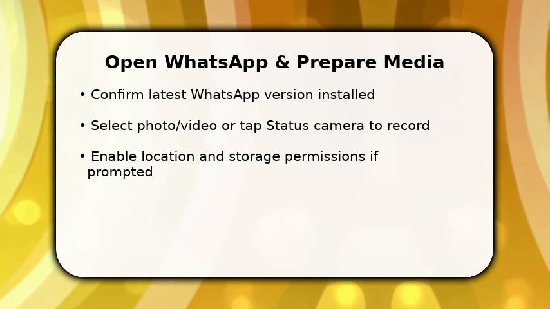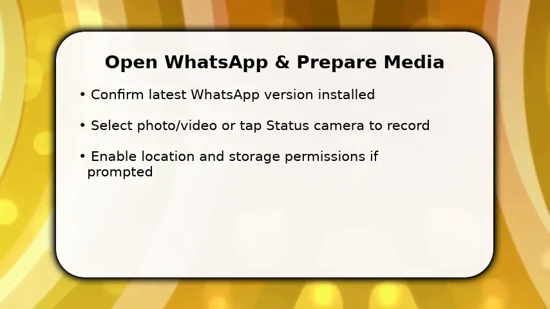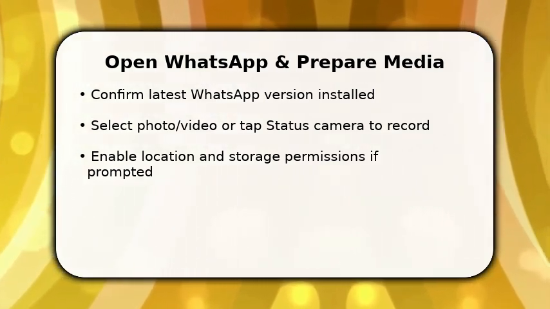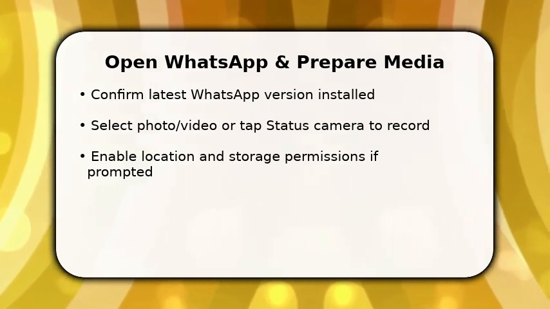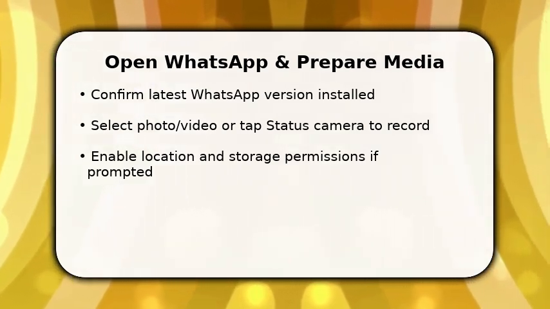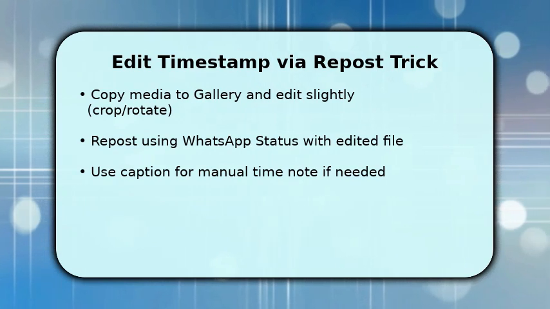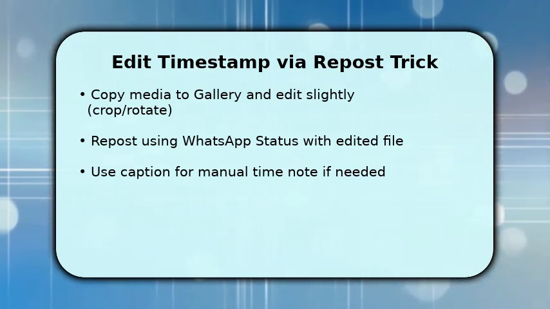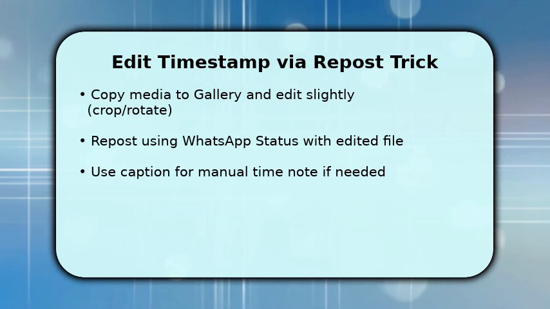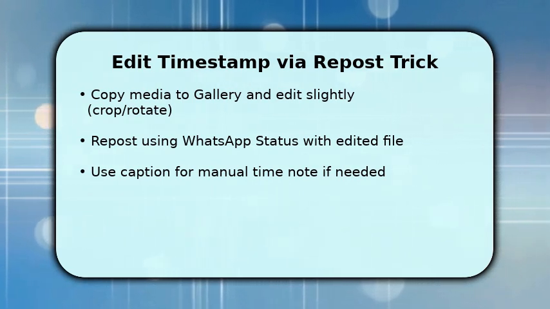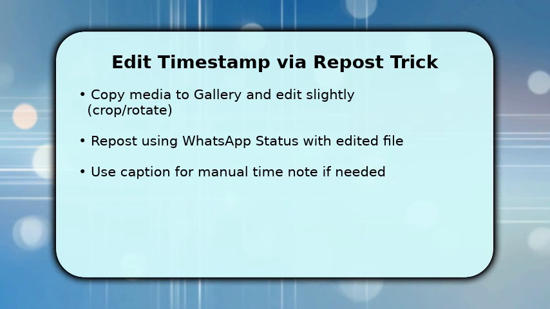If you plan to set a custom time, prepare the file in your phone's gallery first so the next steps are faster and predictable. You will now create a new instance of the media so WhatsApp treats it as fresh. Edit the photo briefly, crop, rotate, or add a small sticker, then save a copy. Next, open WhatsApp Status, select the edited file, and post it.